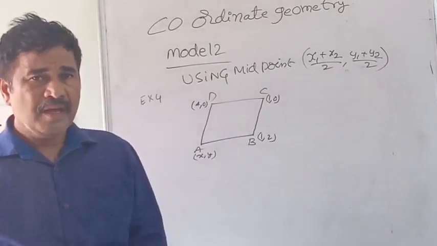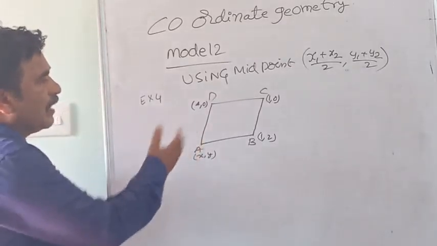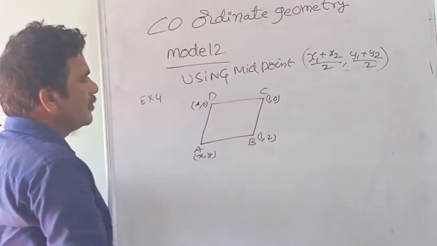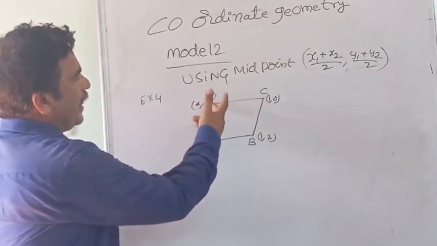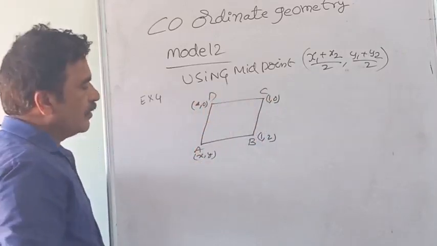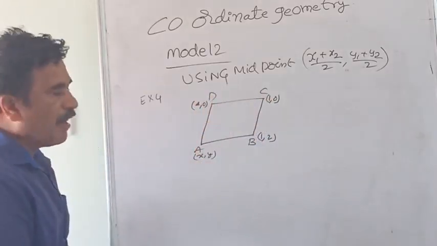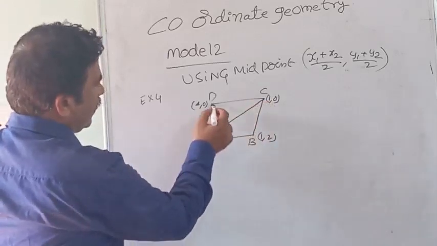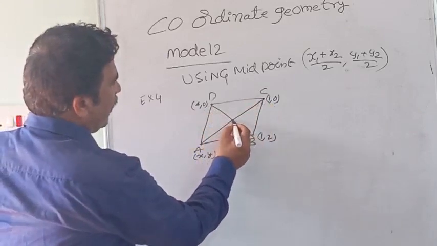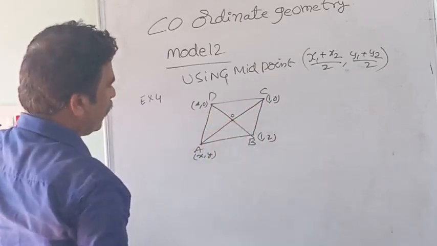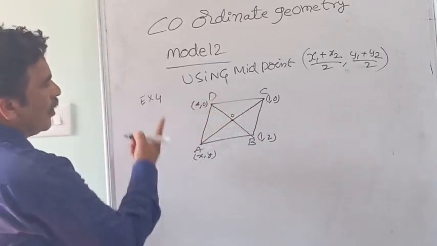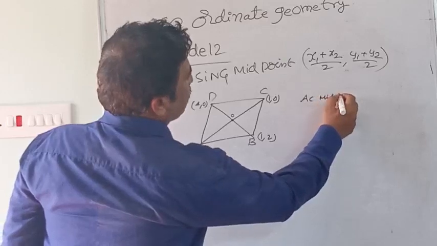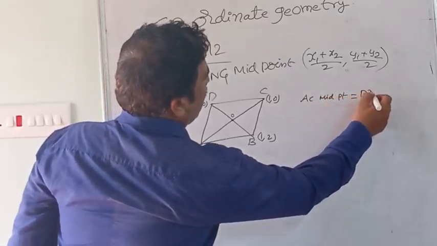Okay. Now example 4, the other application. For a parallelogram, he'll give 3 points. Let's suppose B, C, D are given and A is missing. Then how to find it is using the midpoint formula only. For a parallelogram, diagonal AC and diagonal BD meet at the same point. Therefore, the AC midpoint is equal to the BD midpoint.